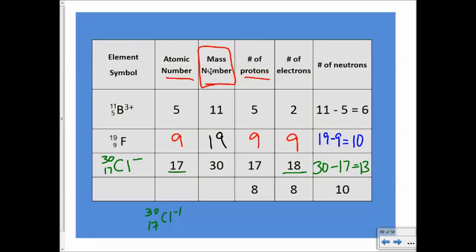Let's look at the last row here. Where do I start there? By finding the atomic number. They give me the protons, the electrons, and the number of neutrons. The atomic number is 8, so what element are we dealing with? Oxygen, good.